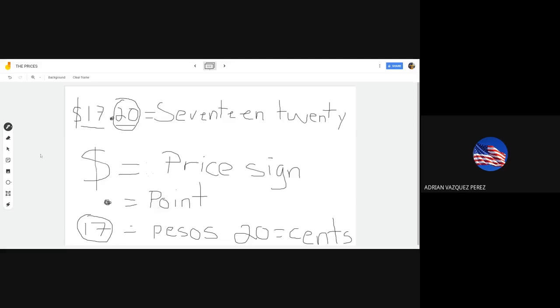So for any kind of price, we're gonna have these elements. This is the price sign. This is the pesos if we are in Mexico, or dollars if we are in the United States. This is the point, and these are the cents. So that's the way it is written down, correct?